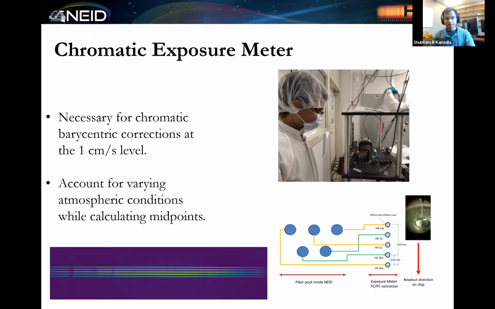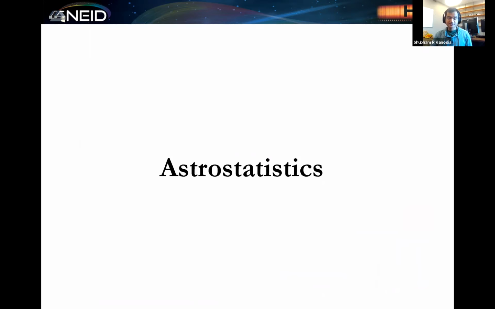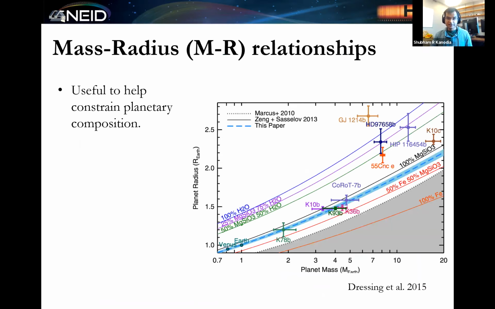But the next part I worked on is the astrostatistics, and in particular, mass-radius relationships. Mass-radius relationships can be very useful to constrain the planetary composition. If you have the mass of the planet and the radius, you can estimate its bulk density. And as soon as you know the bulk density, you have a rough idea of, is the planet gaseous, is it rocky? If it's rocky, does it have an atmosphere on it? What kind of atmosphere? What's the composition, or what's the fraction of the atmosphere compared to the core?